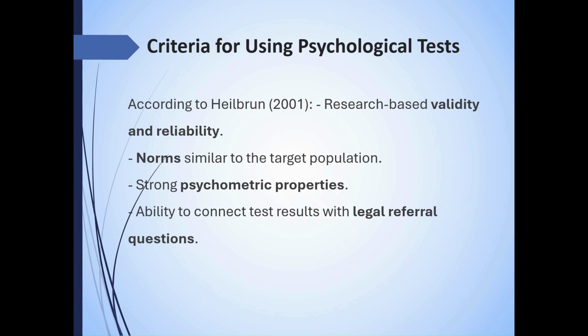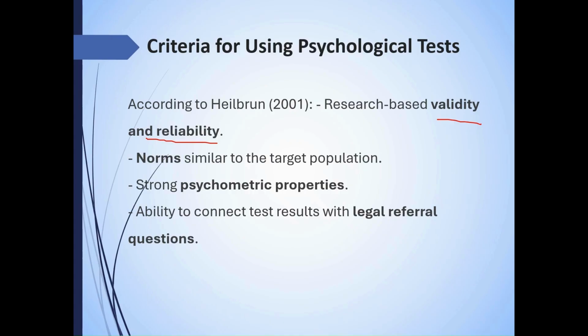In 2001, he said that the test should have high validity and reliability. We know what validity and reliability are, right? Validity means the test should be able to measure what it claims to measure. Reliability means the result of the test should be repeatable, which means if you do the test today, or after a week, or after a year, or if you perform a test in one city and then repeat it in another city, the result should be consistent.